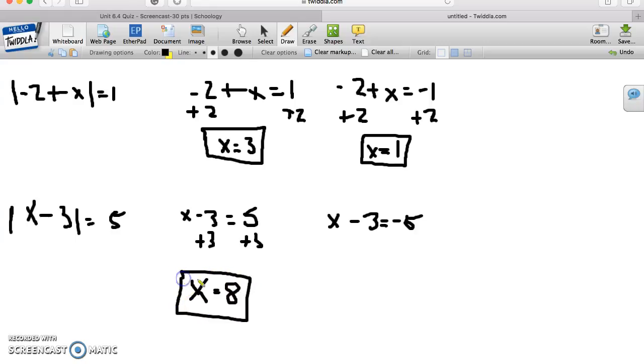And then lastly, we just add 3. Do the same to the other side. And that gives us x equals -2. There we go. Those are our answers.